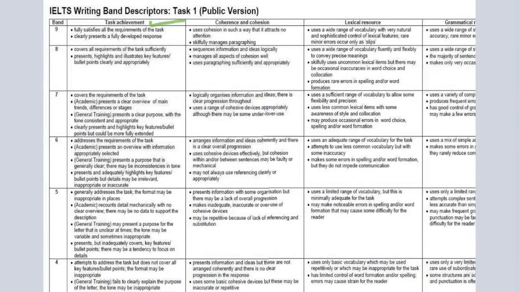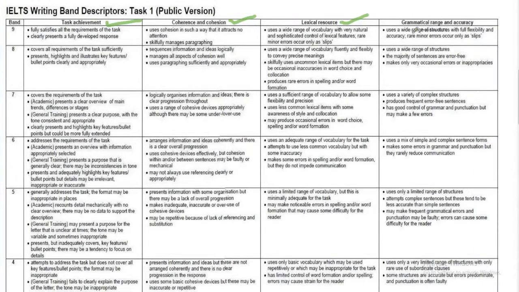Task achievement or task response is basically a parameter in which the IELTS examiner is checking whether you are adhering to what the task is asking you to do. So there are 4 parameters. The first one is task achievement or task response. The second one is coherence or cohesion. The third one is lexical resources. And the last one that we have is your grammatical range and accuracy.